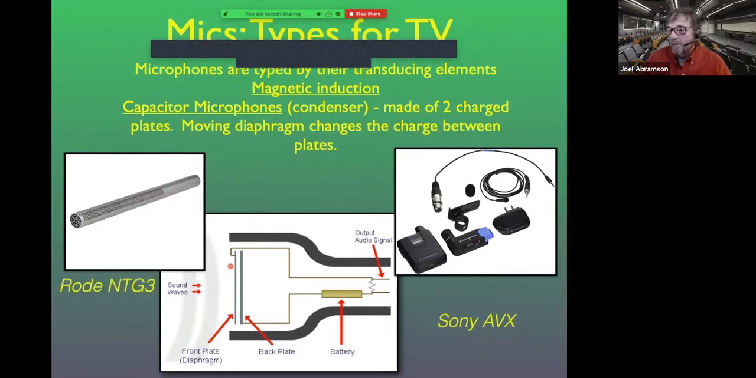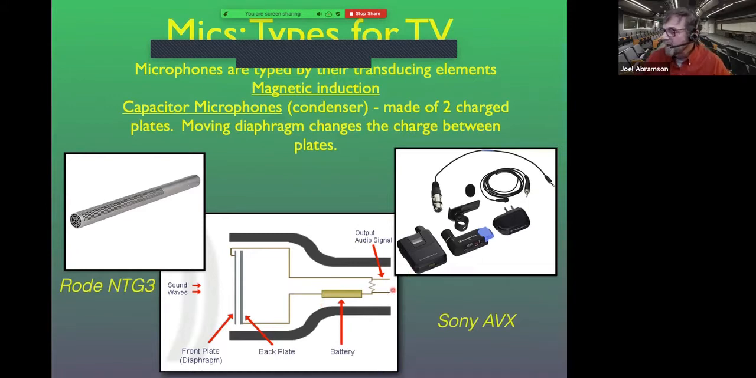But instead of having coils of wire wrapped around a magnet, what we have going on here are two charged plates. When the sound wave comes in here, it makes this diaphragm move. And since these plates both have a charge, the electrical charge between them, the capacitance between them, changes. And that's what is interpreted as a signal.